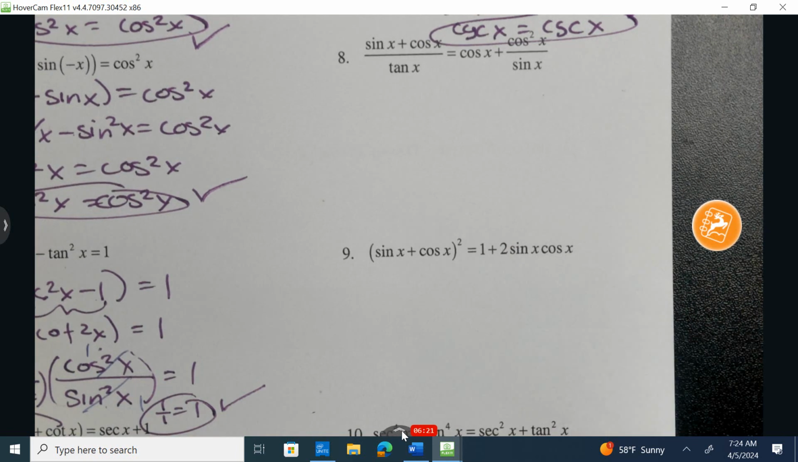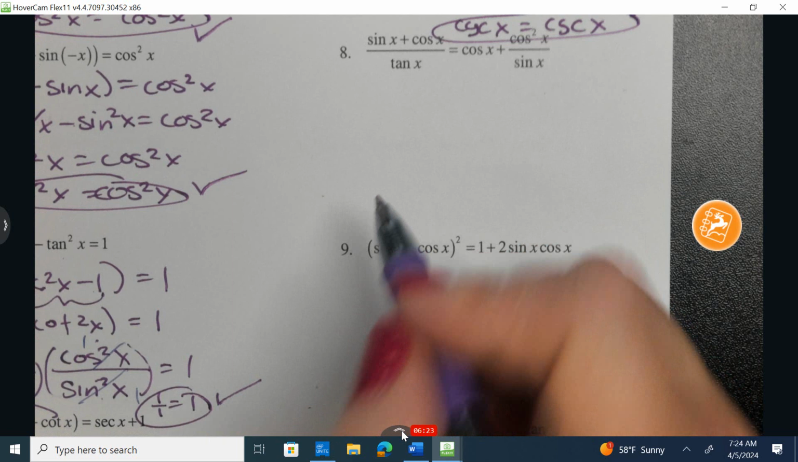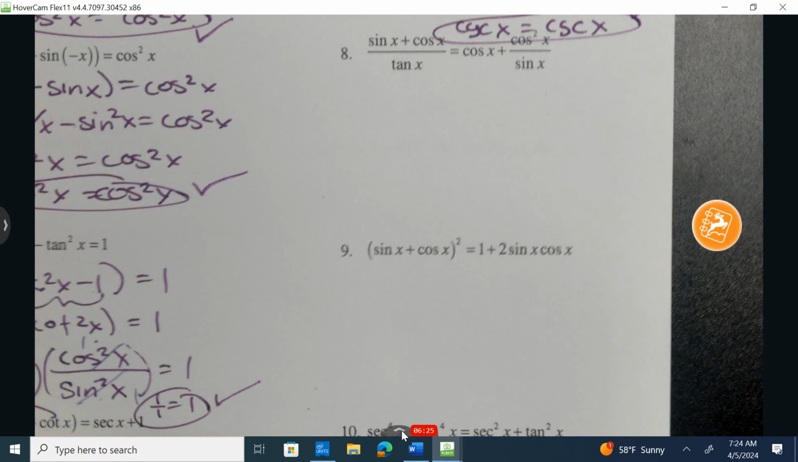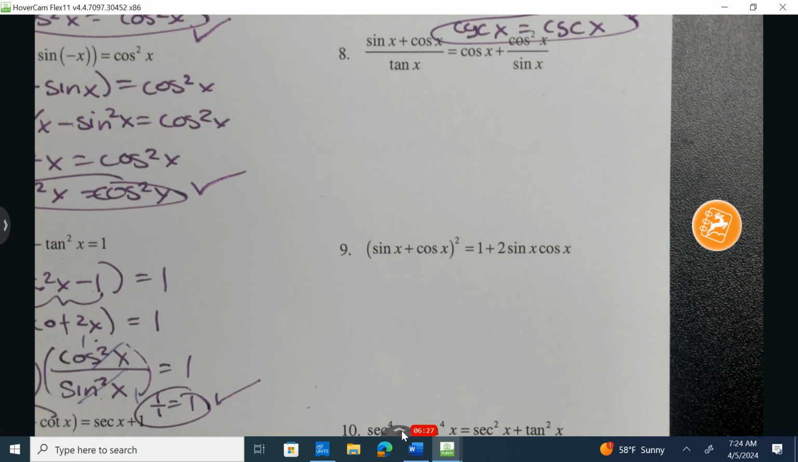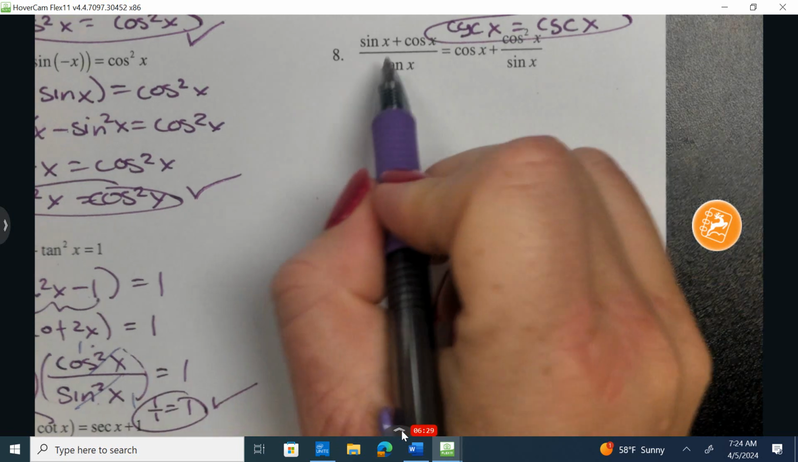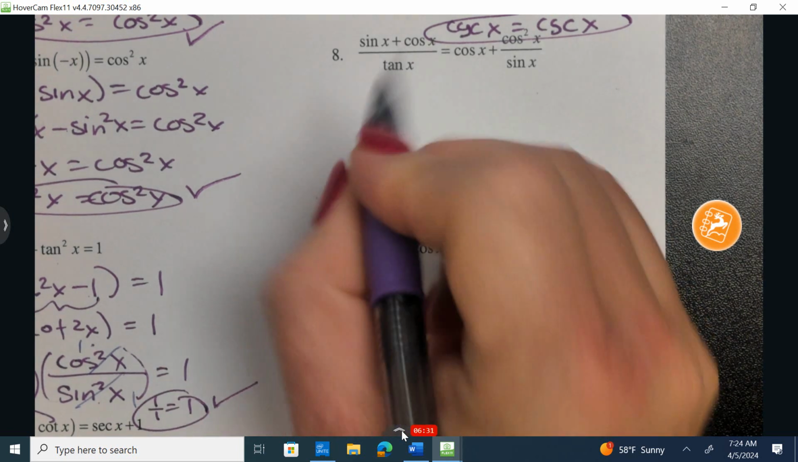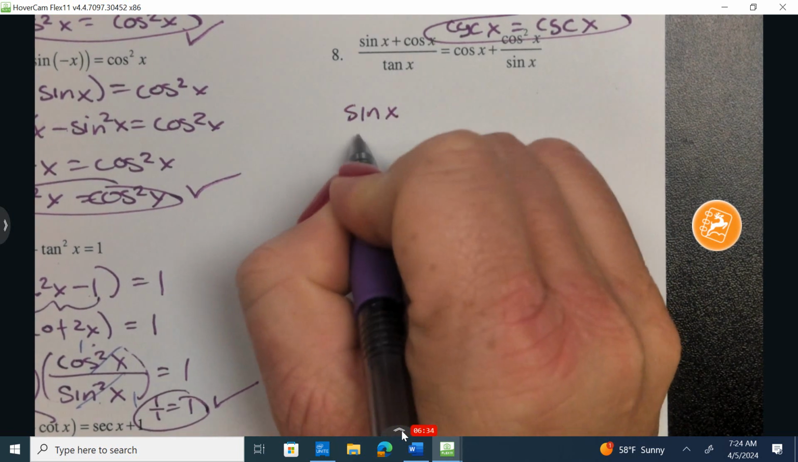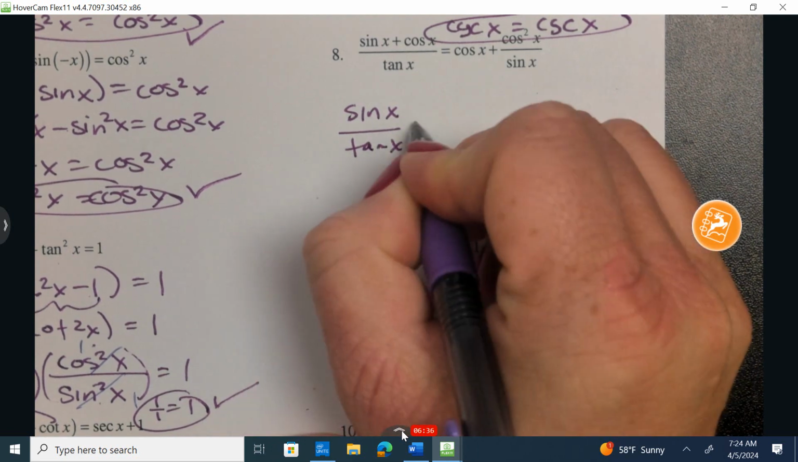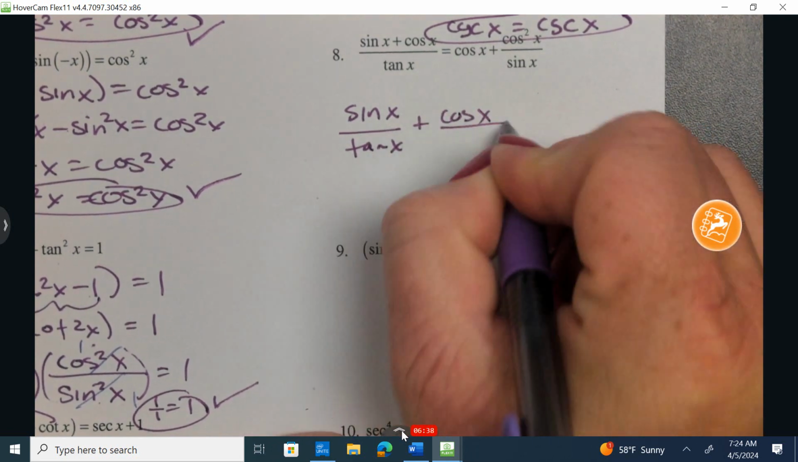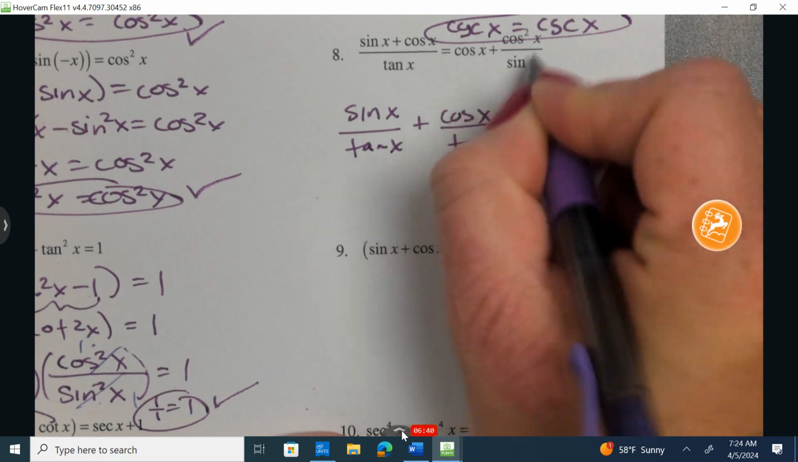Okay, let's take a look right now at number 8. Now we can start on the left or we can start on the right. It's really up to us and what we choose to do. I think I'm going to start over here on the left. So I'm going to break this apart to the sine of x over the tangent of x plus the cosine of x over the tangent of x. And I want it to equal this.